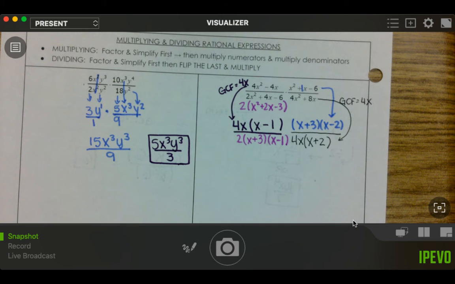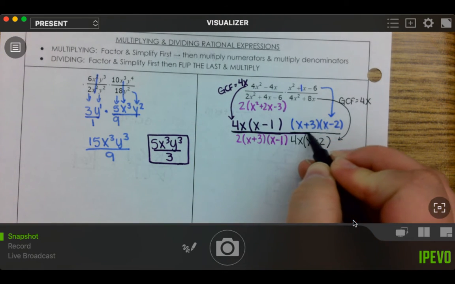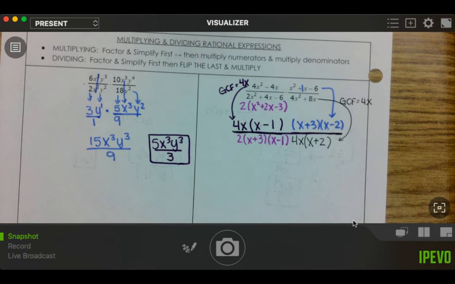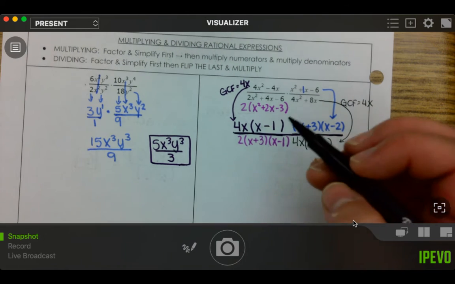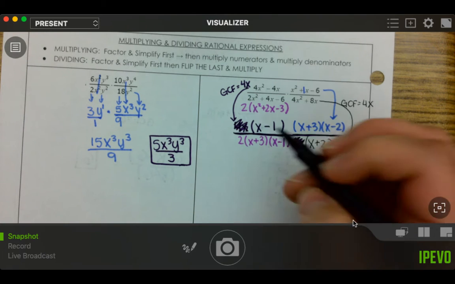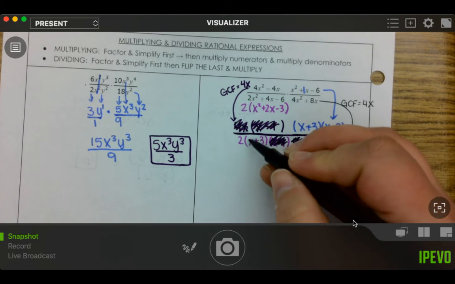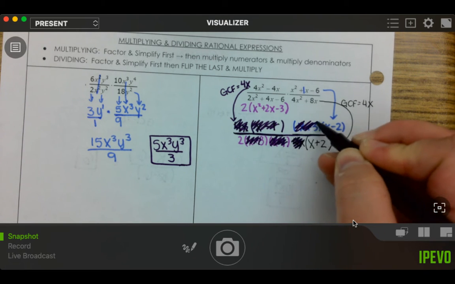Now, basically what we're going to do is make this one giant fraction like this, and cross out any factors that are on top and bottom. It doesn't matter whether they came from the left side or the right side. So like I see a 4x and a 4x. I see an x minus 1 and an x minus 1. I see an x plus 3 and an x plus 3.